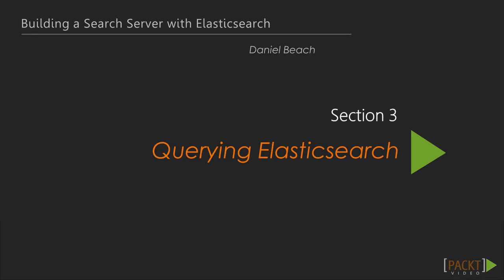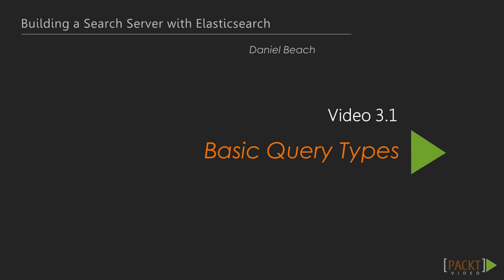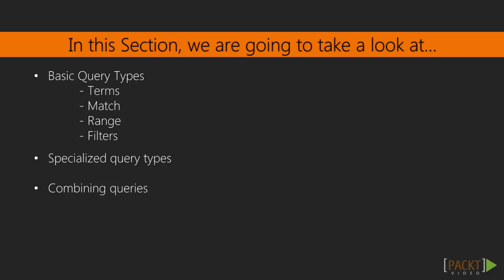Now that we have an index containing a representative set of data for our project, it is time to learn how to effectively query Elasticsearch. In this section, we will learn about several types of searches, including simple searches, filters, which return documents without scoring them for faster performance, and compound queries.